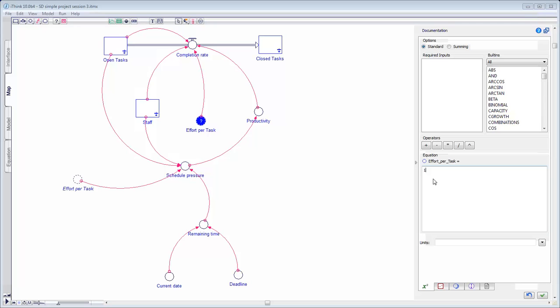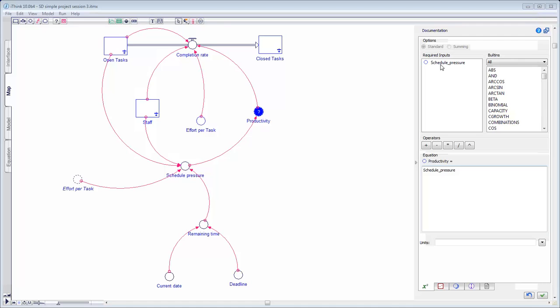So now let's move to the factor productivity. As we can see on the diagram, there's a connector leading from schedule pressure to productivity. That means that the equation of productivity must include schedule pressure, since the latter influences the former. iThink informs us about this by listing the required inputs which are shown on the properties window. We chose the only one that appears there, schedule pressure, and iThink automatically sends it into the equation.